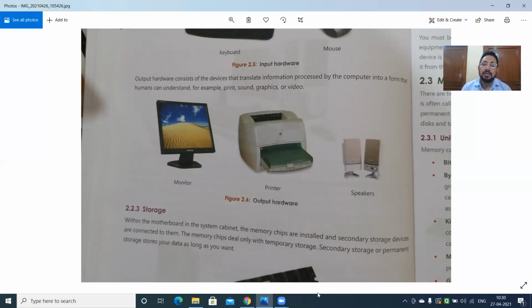Next is storage. Storage is divided into two parts: internal storage, which we call primary memory, and secondary memory. Within the motherboard in the computer system cabinet, the memory chips are installed, and secondary storage devices are connected to them. The memory chips deal only with temporary storage. Secondary or permanent storage stores your data as long as you want. I'll go quickly so that I can teach you the new things today.